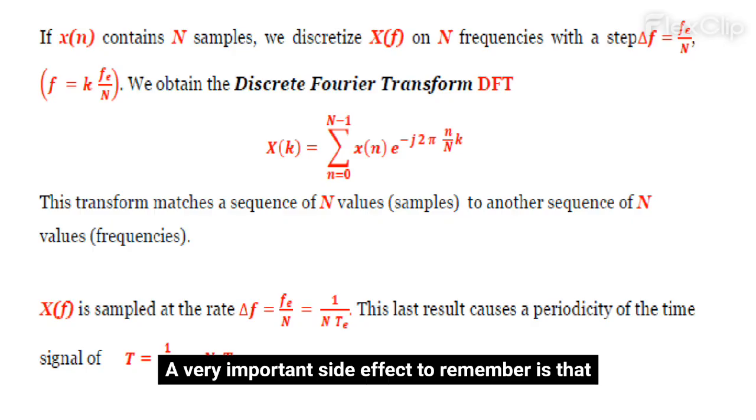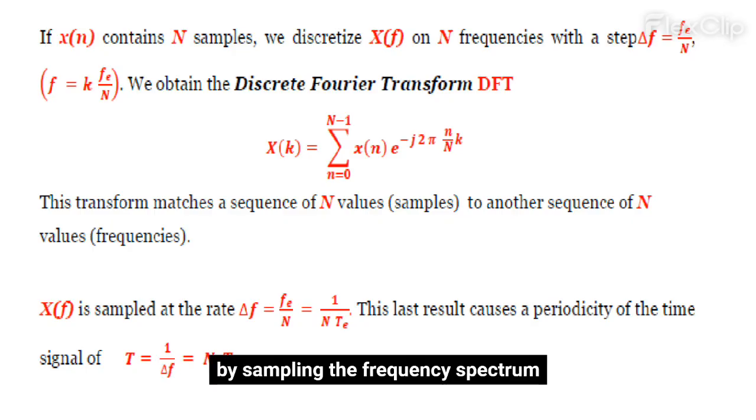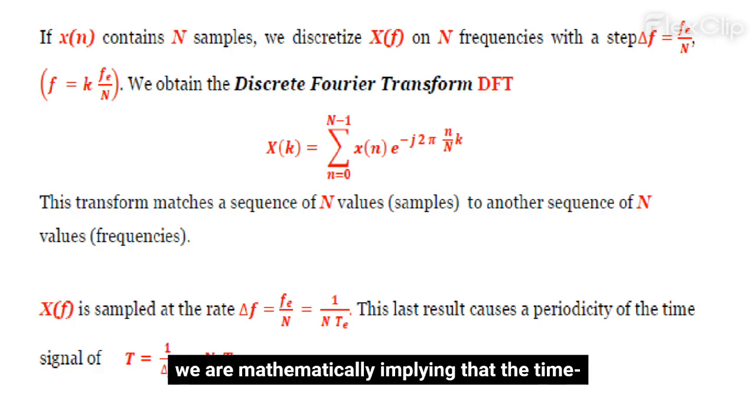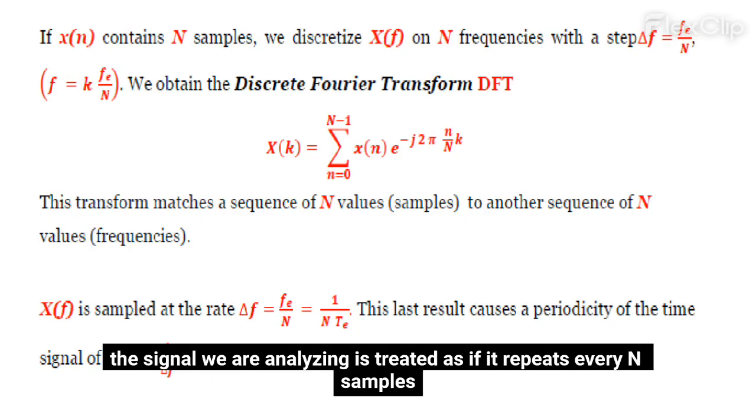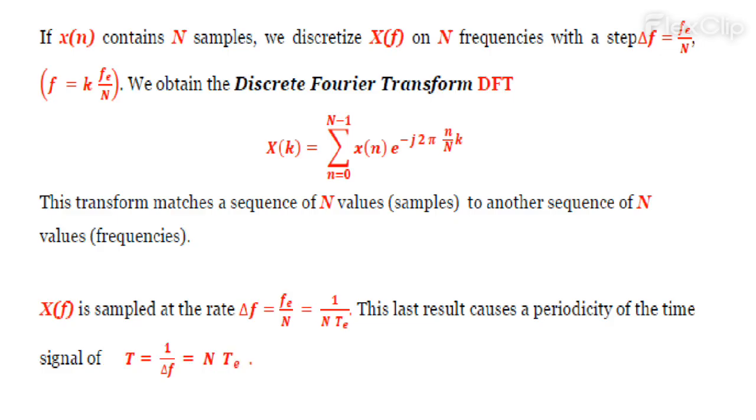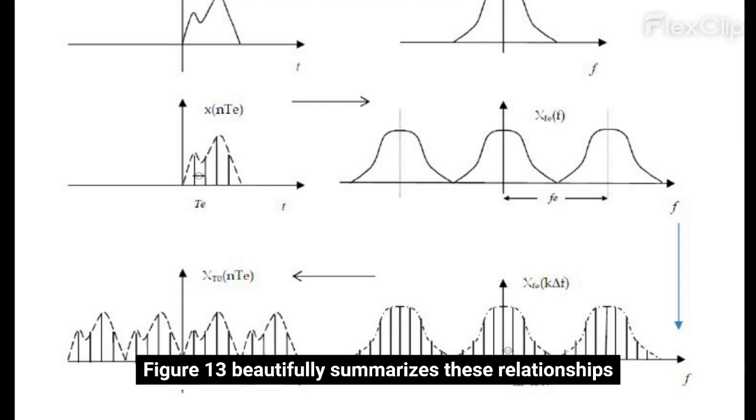A very important side effect to remember is that by sampling the frequency spectrum, we are mathematically implying that the time domain signal is also periodic. In the world of the DFT, the signal we are analyzing is treated as if it repeats every N samples. Figure 13 beautifully summarizes these relationships.